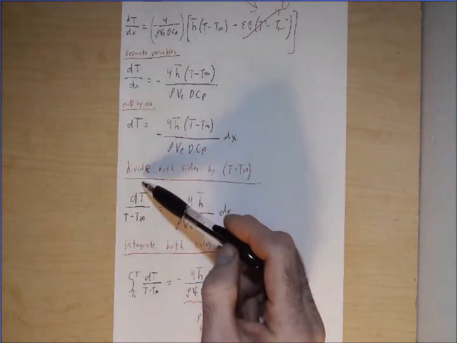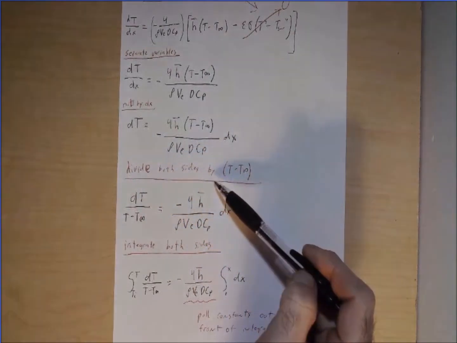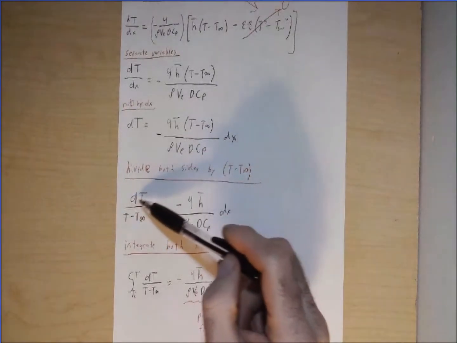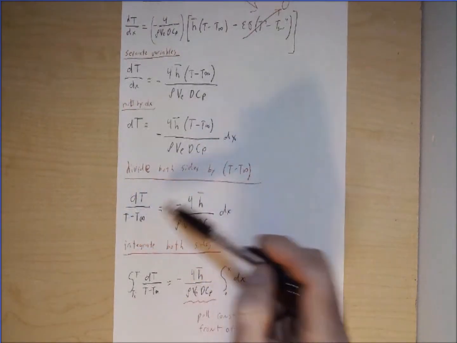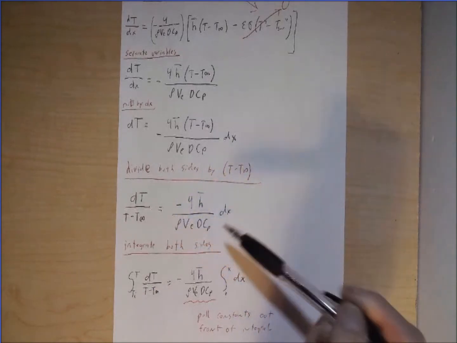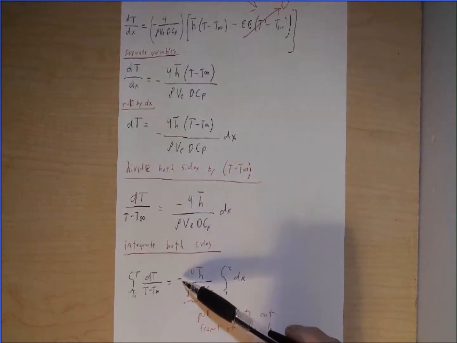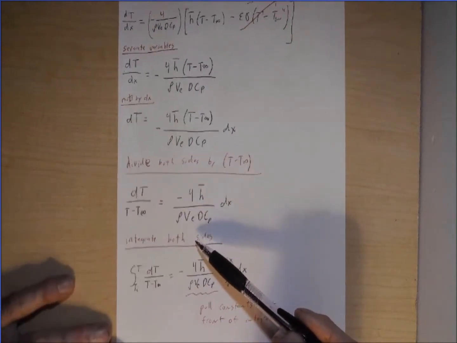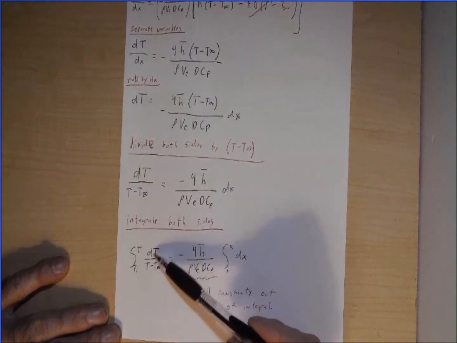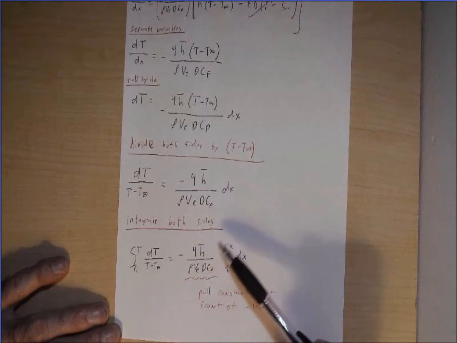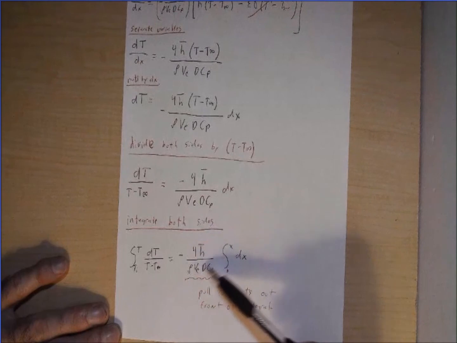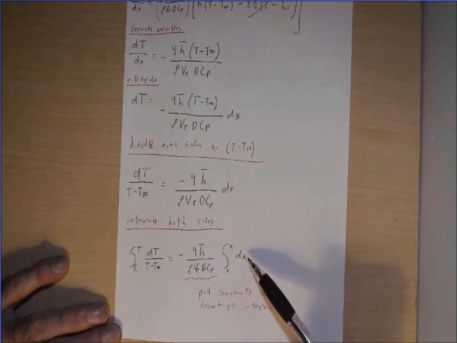From here, we divide both sides by T minus T infinity. We get dT over T minus T infinity equal to negative 4 h bar over rho V_E d C_p times dx. Now we can integrate both sides, with limits of integration from T_i, the initial temperature, to the final temperature T of dT over T minus T infinity, equal to, now we can pull our constants out front, since everything is a constant here except for dx, times the integral from 0 to x of dx.